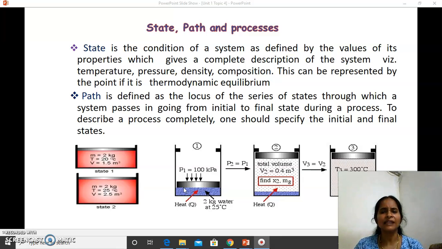Okay, then next, another very important condition is that this state can be plotted in coordinates only if it is in the condition of thermodynamic equilibrium. Okay, then path is nothing but the locus of a series of states through which a system passes in moving from the initial to the final state during a particular process.